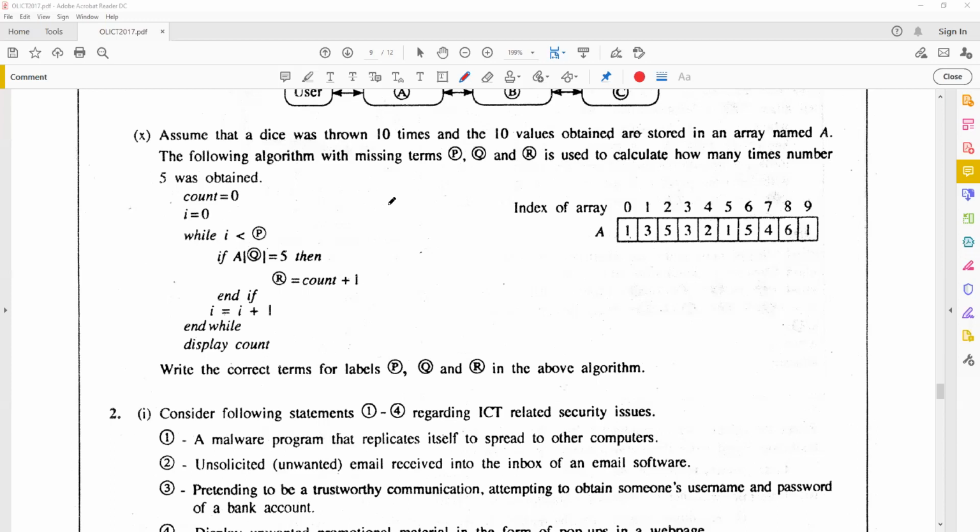That is 2017 part 2 question number 10. Assume that the dice thrown was 10 times and 10 values obtained to store at an array named A. The following algorithm with missing terms PQRS is used to calculate how many times number 5 was obtained. So write the correct labels for PQR in the above algorithm.